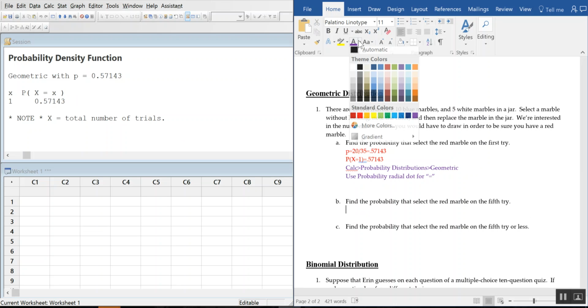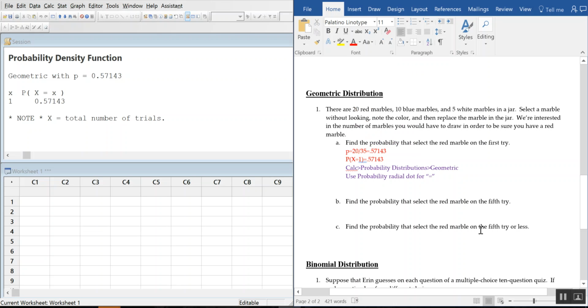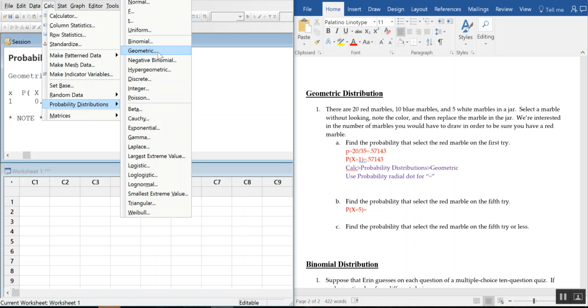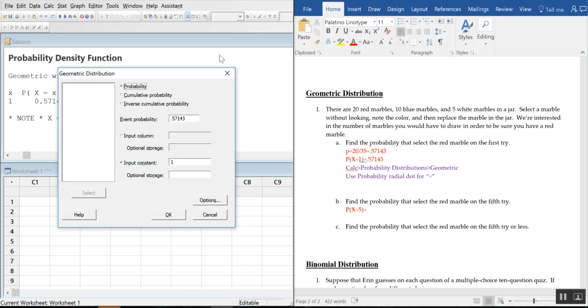So in part B, they are asking me, instead of on the first try, how about on the 5th try? So we want to find the probability that my success occurs on the 5th try. And I'm going to use Minitab to do this. So I'm going to go back to Calc, Probability Distributions, back to the geometric. And then I want to input my constant as 5 now instead of 1. All the rest of my settings remain the same. This is an equal to, so I'm looking for a single probability. My event probability has stayed the same and it will through the entire problem. And now I am good to go. So this is a 5 because we are looking at doing it on the 5th trial. So we're going to go ahead and hit OK.